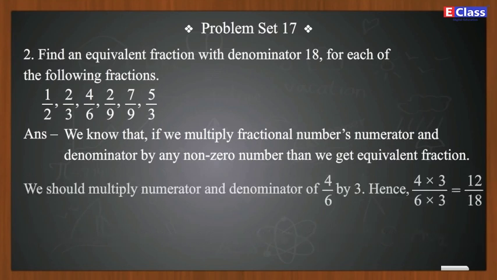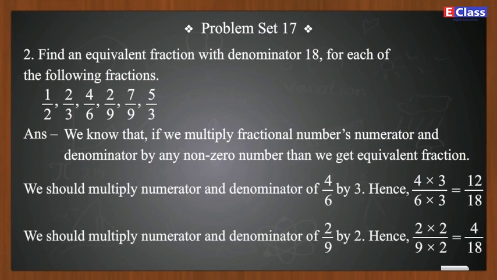We should multiply numerator and denominator of 4 upon 6 by 3. Hence, 4 multiplied by 3 upon 6 multiplied by 3 is equal to 12 upon 18. We should multiply the numerator and denominator of 2 upon 9 by 2. Hence, 2 multiplied by 2 upon 9 multiplied by 2 is equal to 4 upon 18.